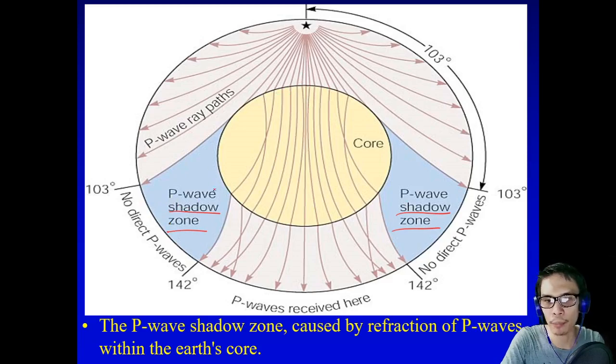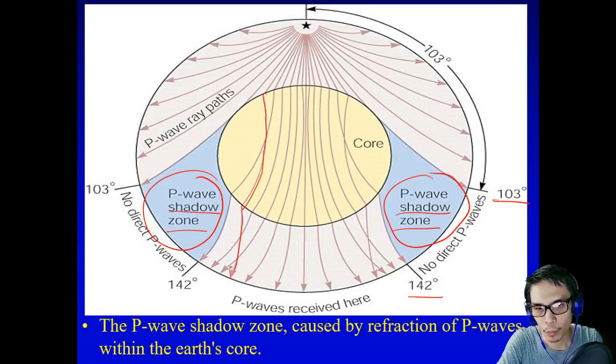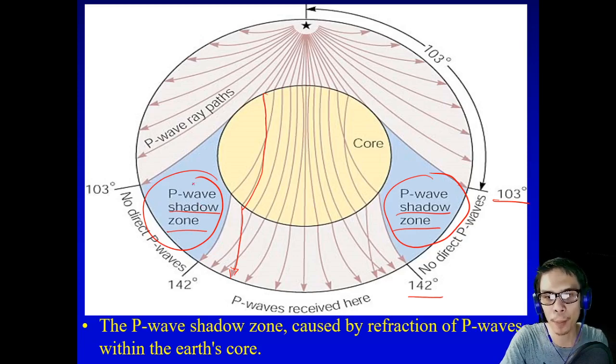As you can see here on the diagram, the P wave shadow zone is an area on Earth between 103 degrees and 142 degrees of arc, in which there are no P waves passing through. What is the reason? It's because the waves are refracted as they pass through the liquid outer core, and then they go back to their usual speed as they move out of the liquid outer core. That is why we have a P wave shadow zone on this degree of arc.